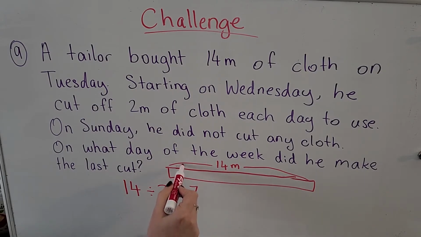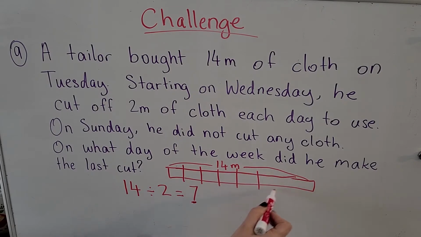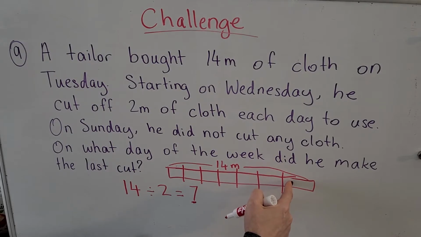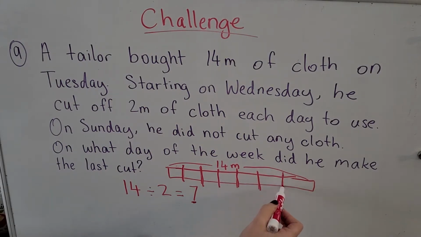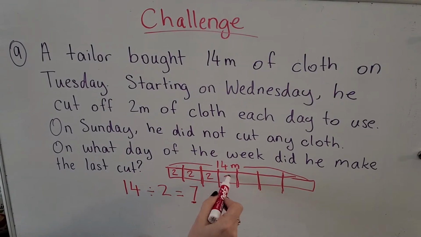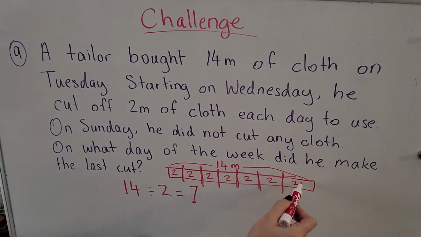Here we go. 1, 2, 3, 4, 5, 6. Notice how many cuts I made to get to 7. There's 1, 2, 3, 4, 5, 6, 7 pieces. But how many cuts did I make? I made 1, 2, 3, 4, 5, 6 cuts. Do you see that? And every time I made a cut, each cut was 2 meters. 2, 4, 6, 8, 10, 12, 14.